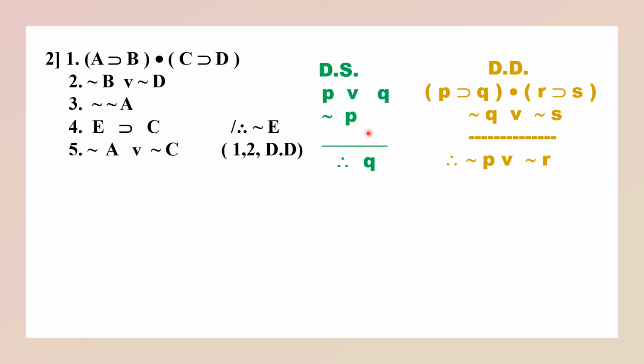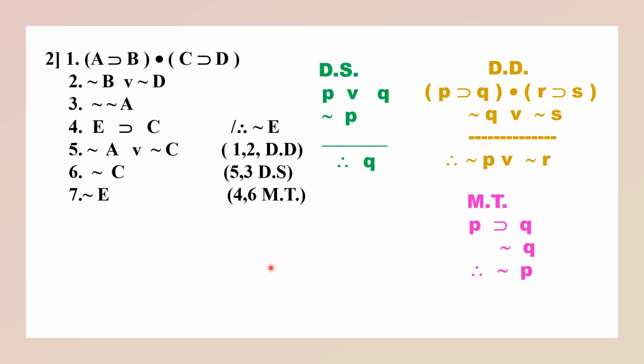P wedge Q, not P, therefore Q. Not A wedge not C, not A, therefore not C. Now you can see that C's negation is here. C is the consequent of this implicative statement. So if you have the negation of the consequent, you can derive the negation of the antecedent. There is only one rule, and that is the rule of MT. P implies Q, not Q, therefore not P. E implies C, not C, therefore not E. Thus, we have arrived at the conclusion and the validity of the statement is established.